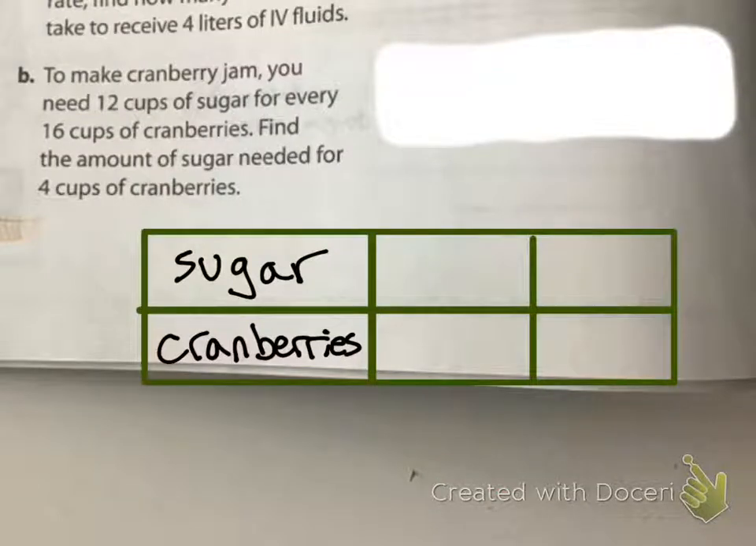So, let's read this question. To make cranberry jam, you need 12 cups of sugar for every 16 cups of cranberries. Find the amount of sugar needed for 4 cups of cranberries. So what goes right here?